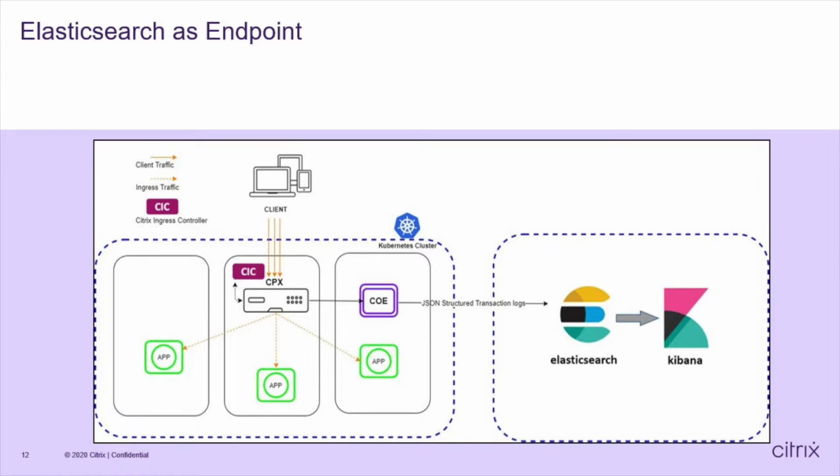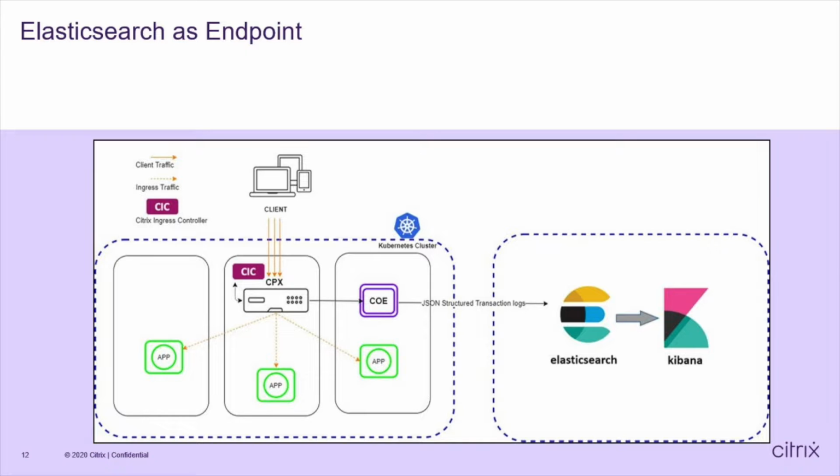CIC is our Citrix ingress controller, built upon the Kubernetes ingress resource concept, where it programmatically configures the Citrix ADC using the Nitro API based on the ingress resource configuration.